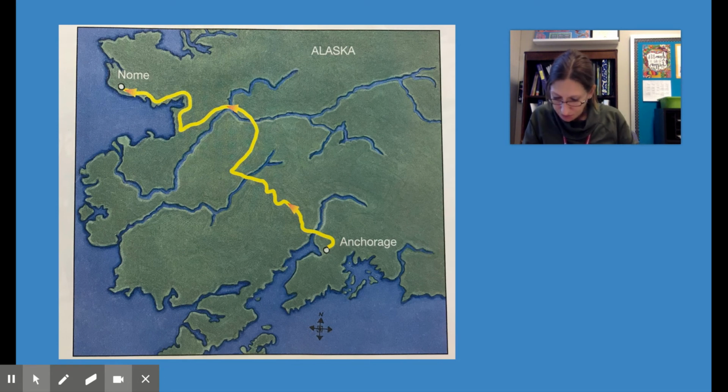All right. Where it starts, Anchorage is a big city with thousands of people. So this is a large city where it starts, and Nome is a very small city, not many people up there. The people who enter the Iditarod race are called mushers. A musher is a person who drives a team of sled dogs. The musher usually stands at the back of the sled and shouts commands to the dogs. So he or she tells the dogs what to do.